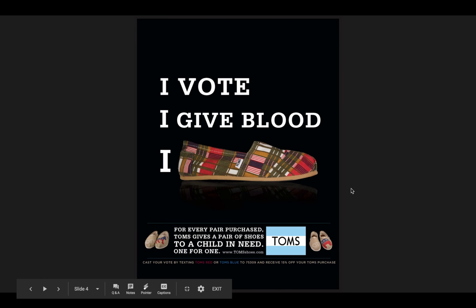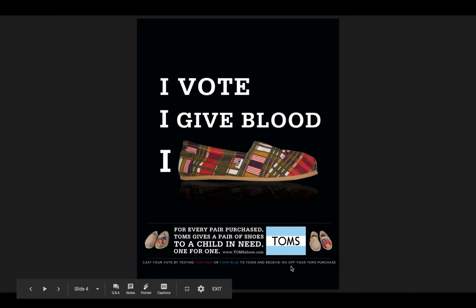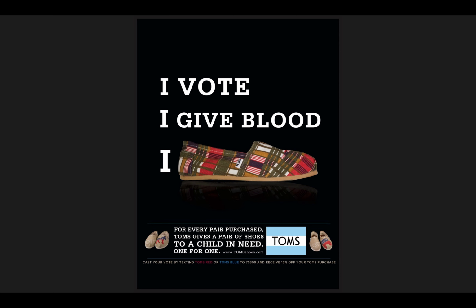So this ad is something really interesting. Its purpose is to get you to buy Toms, and it's going to get you to buy Toms by helping you see buying Toms as adding purpose and meaning to your life, just like voting and giving blood does, or buying Toms is a way to help other people, right? You feel good you're helping other people, but if that doesn't quite get you to buy the Toms, you'll also get 15% off. So there's an economic motive too. So you'll feel good, you'll help other people, and you'll get 15% off. Dang, there you go. Buying Toms is just the best thing.